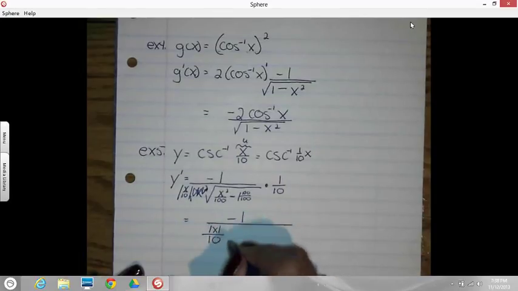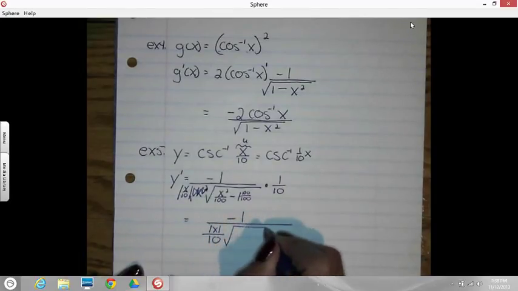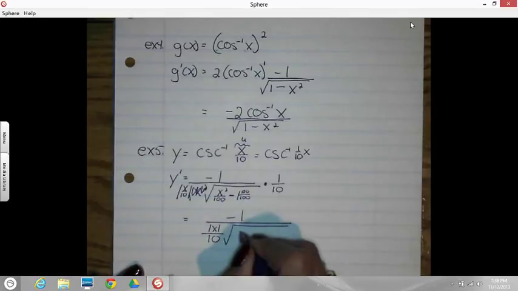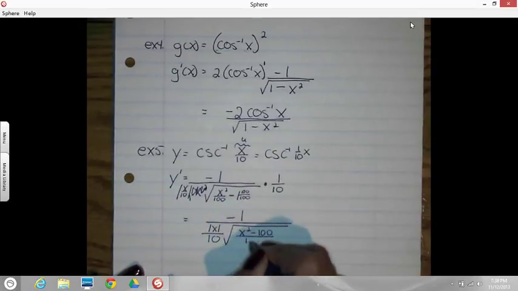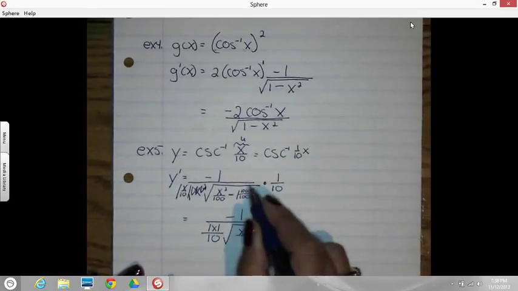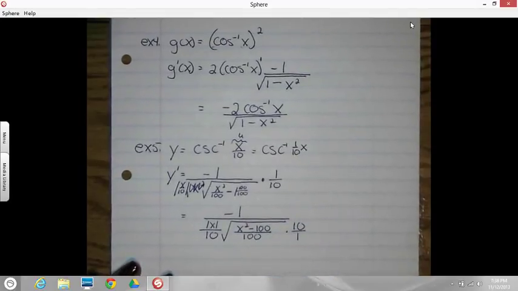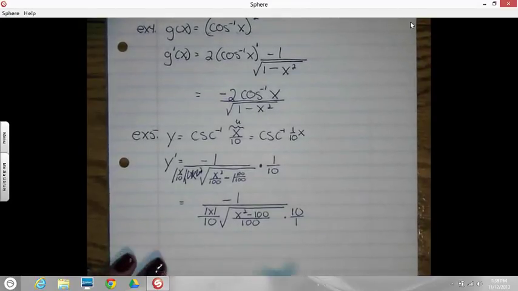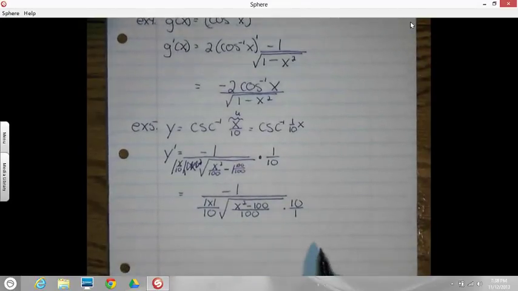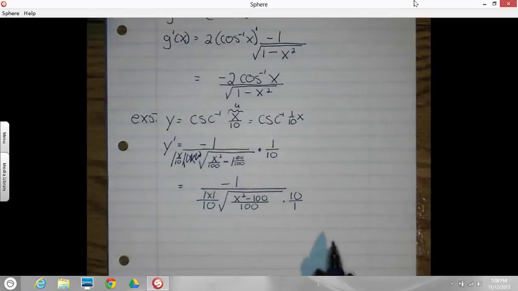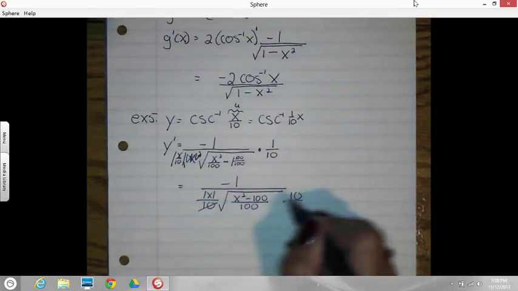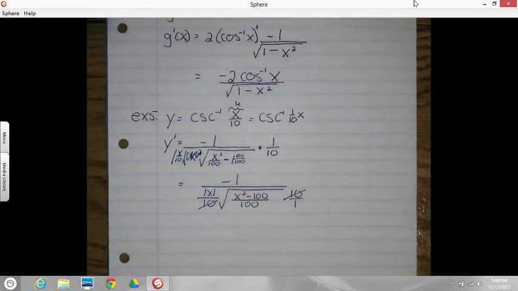Then I've got the square root of x squared minus 100 all over 100. And then this 10 times by 10, because there's fractions here, I'm just going to put it over 1 so I can keep everything straight. My fractions within fractions need to be lined up so I can see what's going to cancel. Well, by doing that, I can now easily see that these 10's go away. That was easy to see.